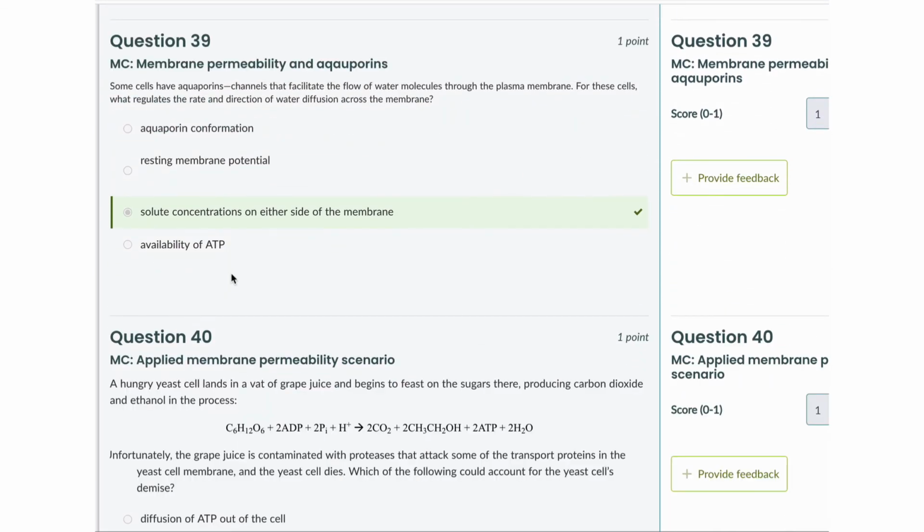Some cells have aquaporin channels to facilitate the flow of water molecules through the plasma membrane. For these cells, what regulates the rate and diffusion of water across the membrane? Solute concentration. Water flows toward areas of higher solute concentration.